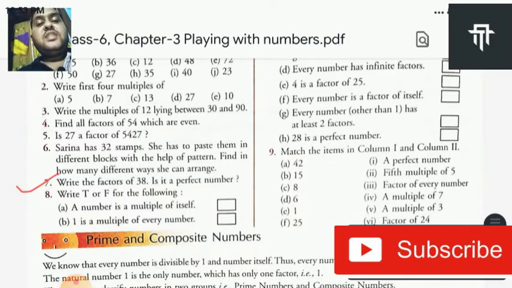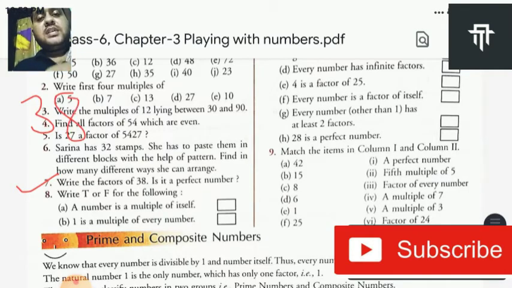So first we need to find out the factors of 38, and then we need to find out whether 38 is a perfect number or not. So first of all, find out the factors of 38. Factors of 38: start with 1. 1 is a factor of every number.